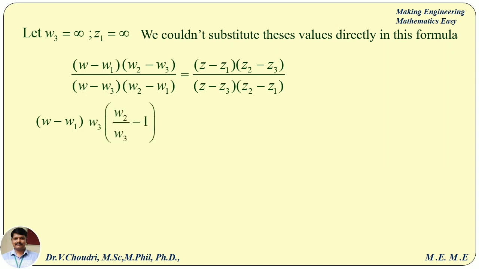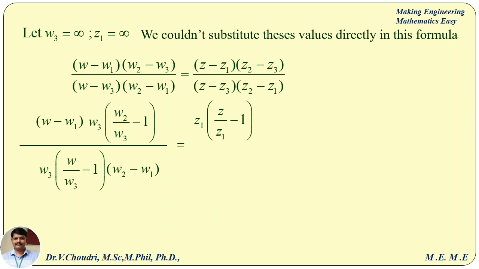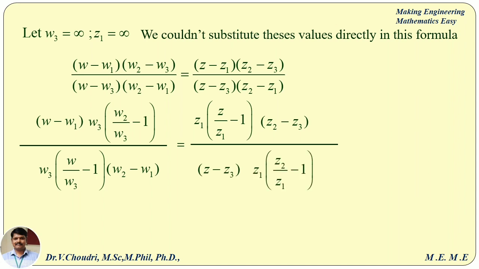(w3·w2/w3 − 1)/(w3·w/w3 − 1) × (w2 − w1) on the left side. Right-hand side, z1 value equal to infinity. Therefore, (z1·z/z1 − 1)(z2 − z3)/((z − z3)(z1·z2/z1 − 1)). Here w3 will be cancelled, and z1 will be cancelled. How is it possible? Here w3 and z1 are only one value.